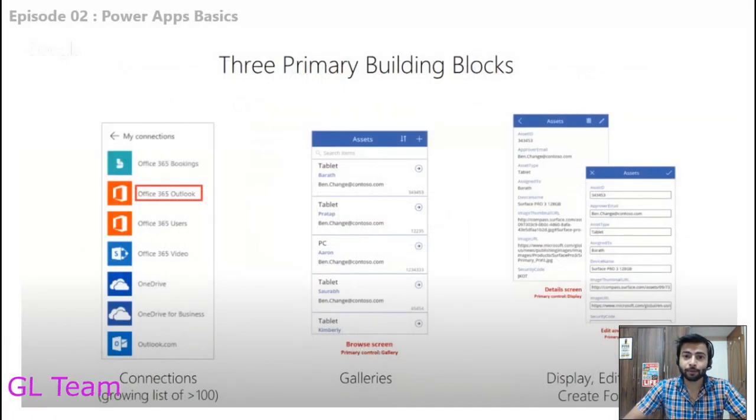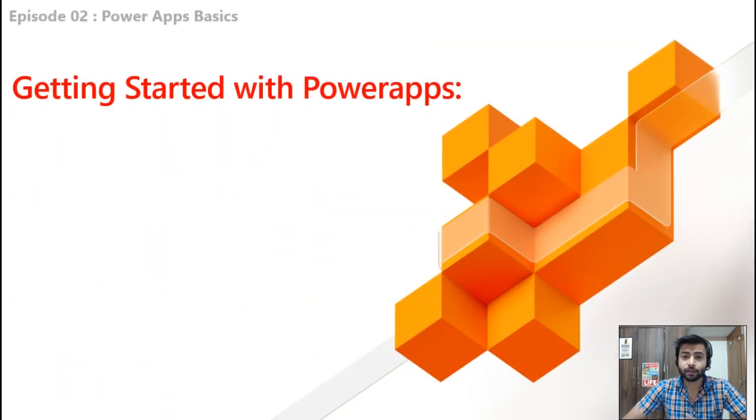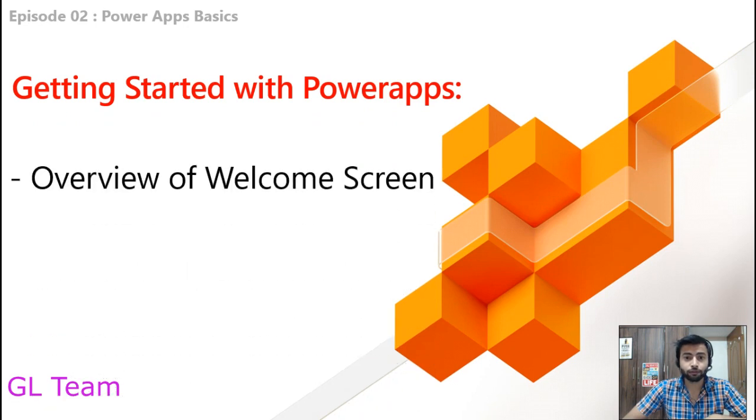So there are three primary building blocks in Power Apps: connections, galleries, display, edit and create form. So with the help of these three primary building blocks, we can just create our app. So if you have any doubt in this, you can just go and visit my episode 1 on Power Apps Basics. So in this episode 2, getting started with Power Apps, my primary focus is on these 4 points.